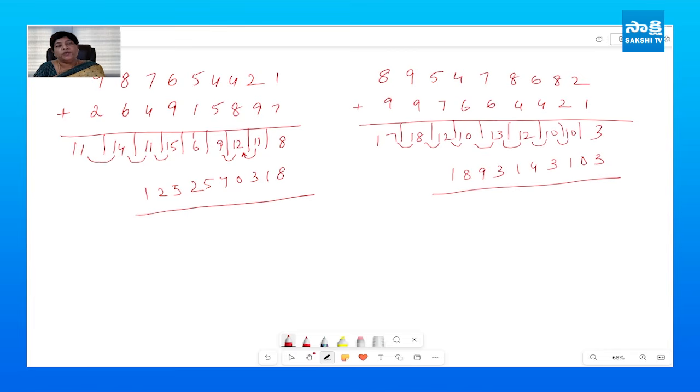These sutras are very useful, especially when you're attempting competitive exams or cross-checking your work. So I hope you like this session. With this, we conclude today's session.